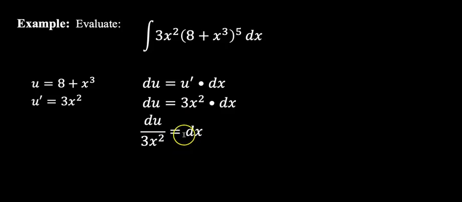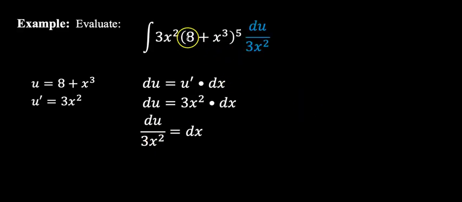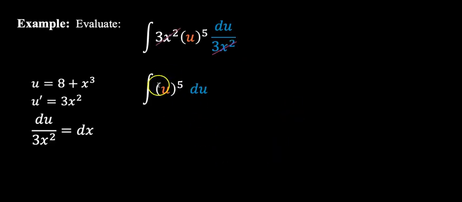Now make a substitution. Substitute dx, which equals du over 3x squared, and substitute in u equals 8 plus x cubed. Now notice that we can cancel 3x squared. Now we've gotten rid of all the x's and dx's in our integrand, so we're ready to find the antiderivative.